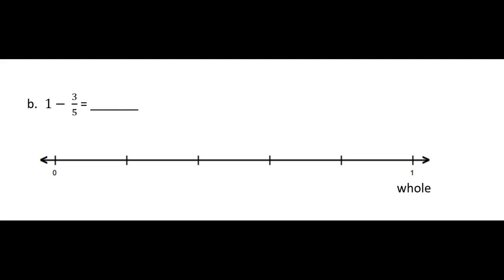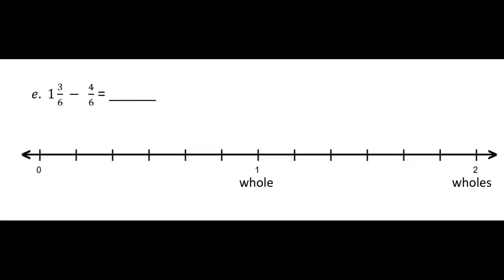Here's another example. The problem is 1 minus 3/5. I'm going to plot both these numbers. Here's my 1, and for 3/5, I start from 0 and I just count over 3 sections. Here's my 3/5. Now I just have to find the difference between the two on the number line. To get from 3/5 to 1, I would jump 2/5. That tells me that 1 minus 3/5 equals 2/5.